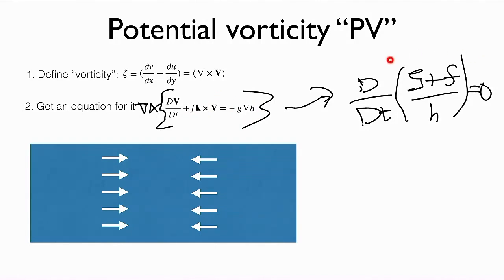But ultimately, you get to this. So what is this telling us? It's great. It's telling us that there's some quantity in the fluid that never changes, according to these assumptions that we've just made. As the fluid moves around, it doesn't change.